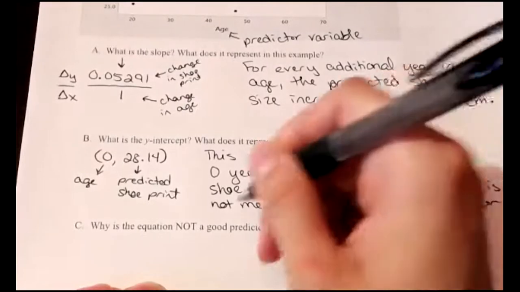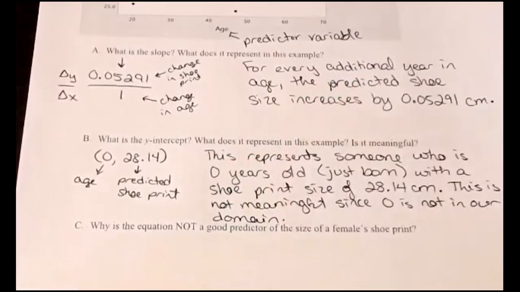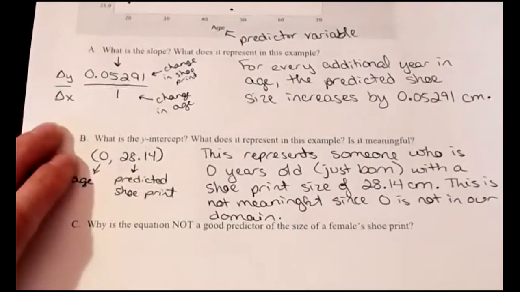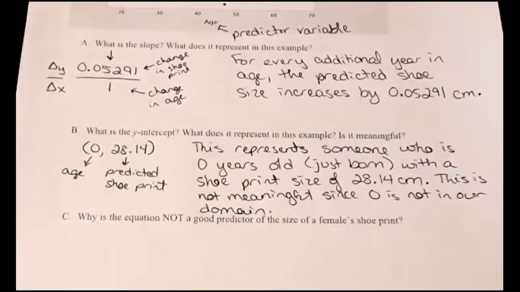I know you're probably thinking, can't I just say it doesn't make sense because the data collected is for adult women? Sure, you can say that too. You don't technically have to state this is not meaningful since 0 is not in our domain. If you want to be a little bit more intentional with your language and to describe the situation, why it doesn't make sense, I'm cool with that too.